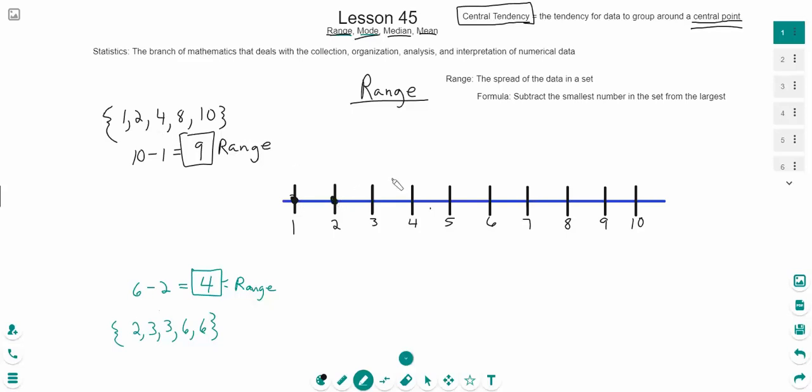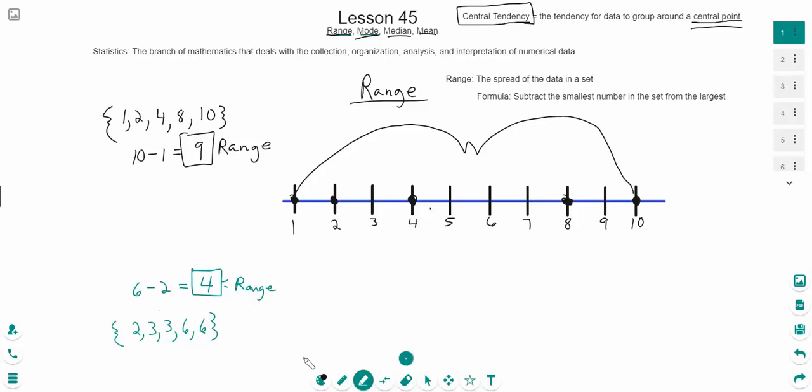2 lives here. And then we have 4. 4 lives here. And then we have an 8. And we have a 10. Okay, so that's the spread of the data. And if we look at that, we can see that the data is spread out over this entire number line that I have drawn here. So if we were to encapsulate all that, we could say that the data starts over here and goes all the way over to here. That's the spread of the data points.